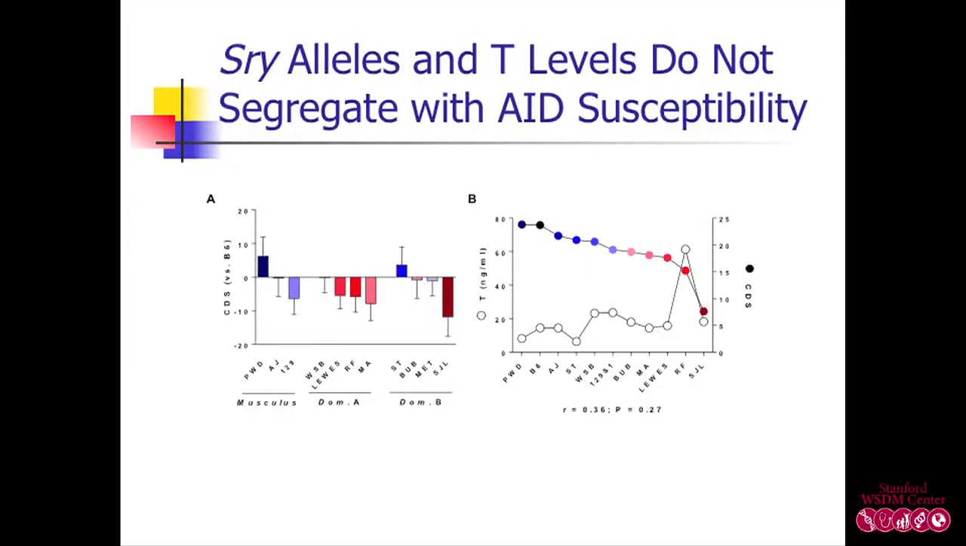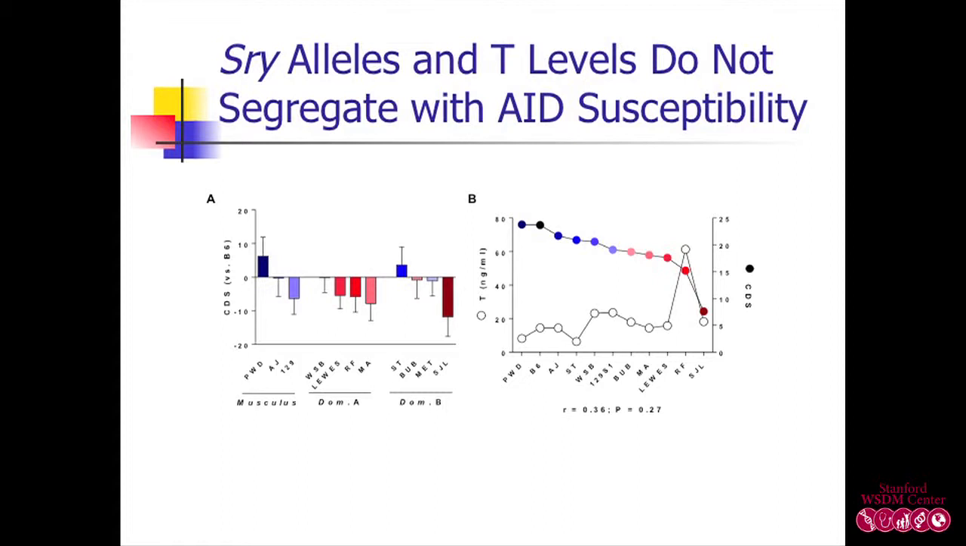We then asked the question whether or not these SRY alleles and testosterone levels segregated with differential susceptibility. And here you can see the origin of the particular Y chromosomes. These are all musculus. These are mus domesticus A. These are mus domesticus B. These are broken down based on their ability to give normal testes development, true hermaphrodites, or complete sex reversal. So these are the alleles which bring about those effects in the sex reversal phenotypes. And as you can see, there's no clear distinction or correlation with any of the different origins of the SRY alleles in the phenotype that we saw.